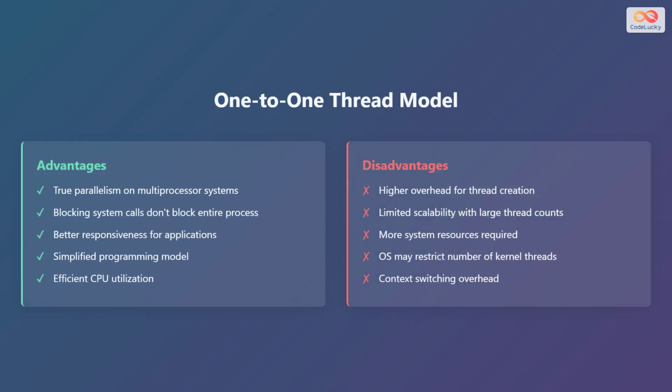Let us consider the advantages and disadvantages of the one-to-one thread model. The advantages are it provides true parallelism on multiprocessor systems, where blocking system calls do not block the entire process. This results in better responsiveness for applications, along with a simplified programming model and efficient central processing unit, or CPU, utilization. The disadvantages are it has a higher overhead for thread creation, limited scalability with large thread counts, and requires more system resources. Additionally, the operating system may restrict the number of kernel threads, leading to context switching overhead.